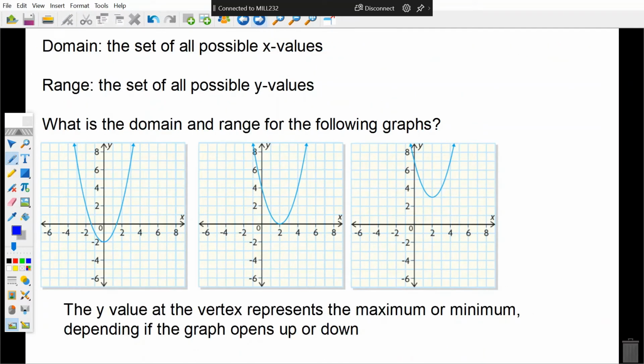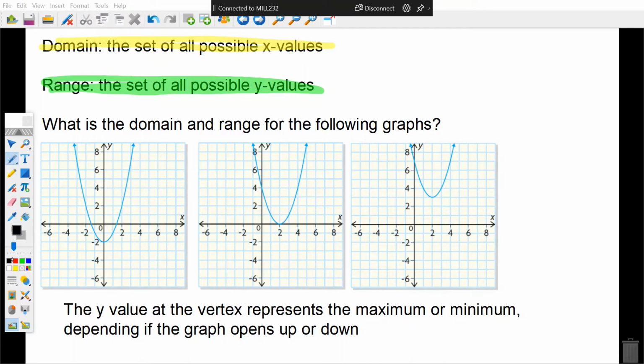Okay, next. The domain and the range. You would have done some of this in Foundations 10. So let's go through it again. The domain is the set of all possible x values, and the range is the set of all possible y values.